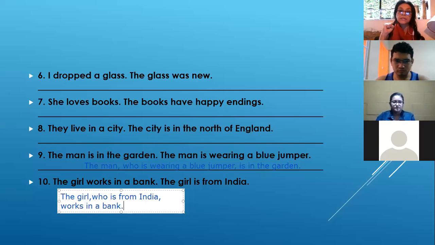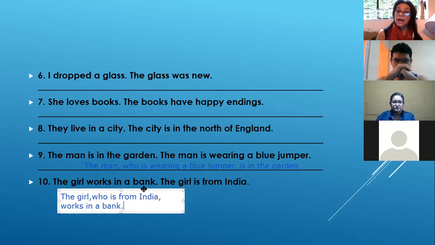If you omit or take out who is from India, you have the girl works in a bank, all right? So you have that extra information. Usually what happens here at first is the important part of your sentence, that's the main sentence, the main part of your sentence, or the main idea of it, all right? Do you guys understand that?